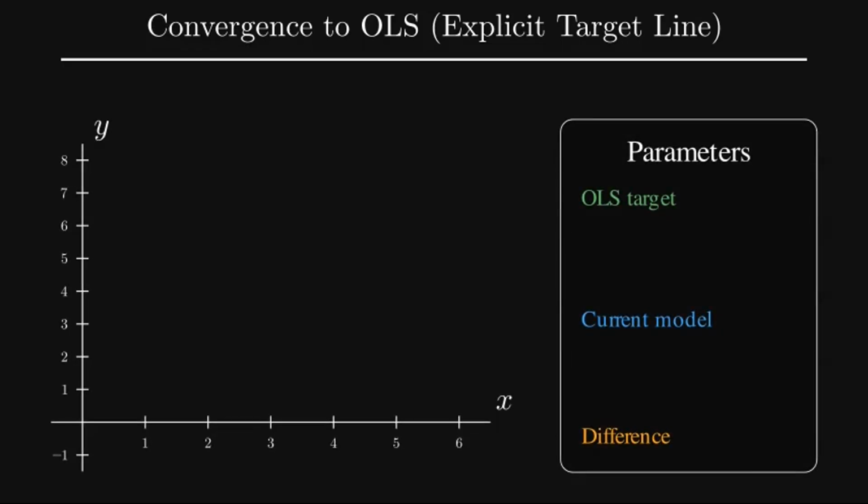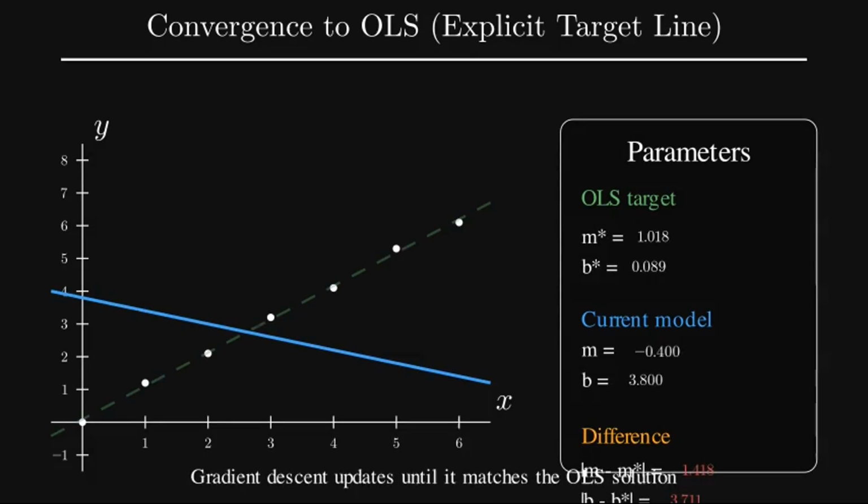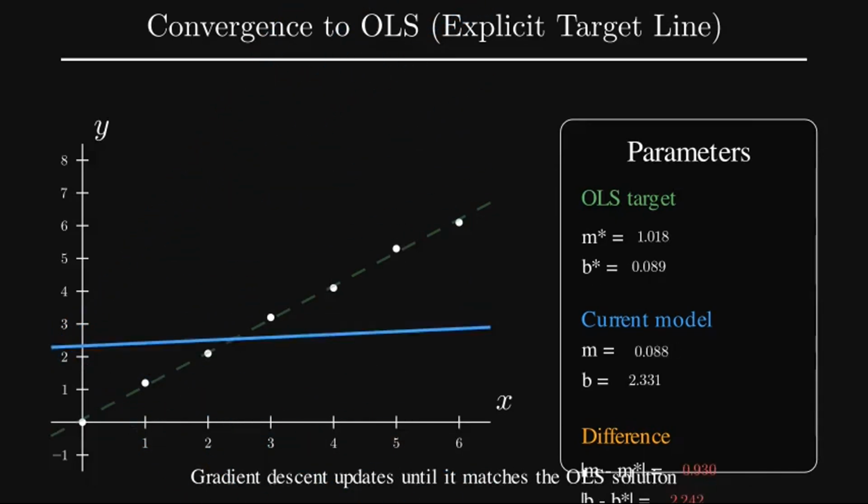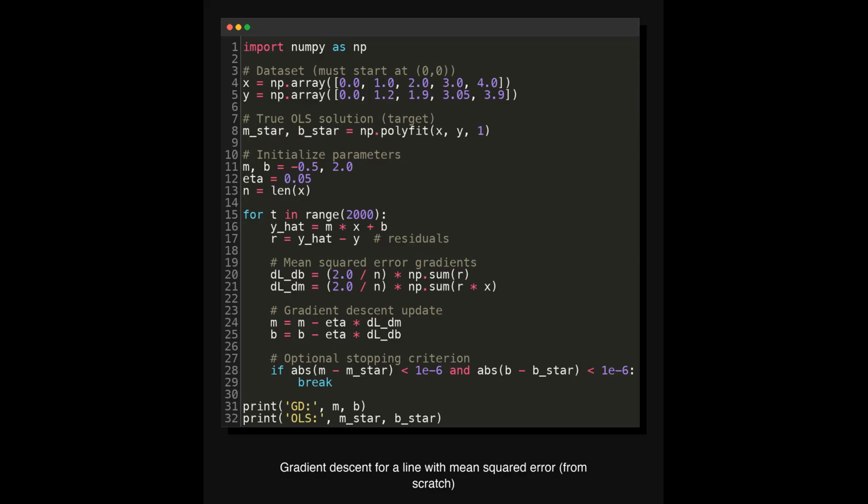Now, we do the full training run on the data, and we enforce a strict checkpoint. The final line must match the exact ordinary least squares solution for these points. That means we compute the true best slope and intercept, and we show gradient descent converging to that target, not approximately, but exactly to numerical tolerance. Here's the complete algorithm in plain code. No training framework, no optimizer class, just compute predictions, compute residuals, compute gradients, update parameters.